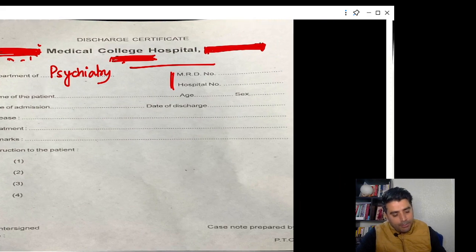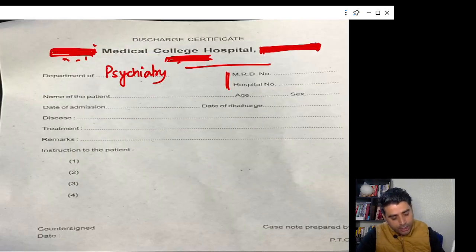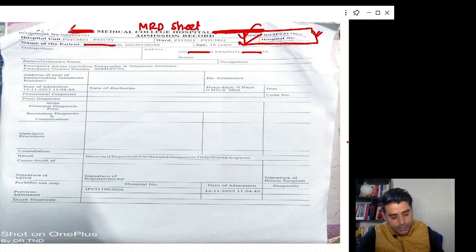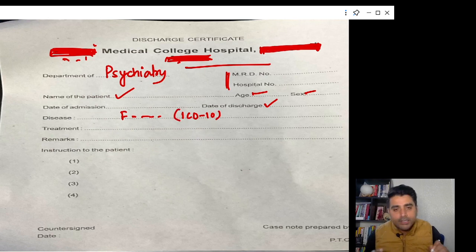ये कहाँ मिलेगा? ये आपको मिलेगा MRD शीट में, that is the MRD sheet. Here you will see MRD number and hospital number, you need to mention here. Now patient's name, age, sex as well. Date of admission is also available in the MRD form. Date of discharge you already know, and disease. Remember this is important for psychiatry: for the disease we will never write the disease, we write only the code, and that code starts with F, whatever it is, according to ICD-10. That is important to mention.